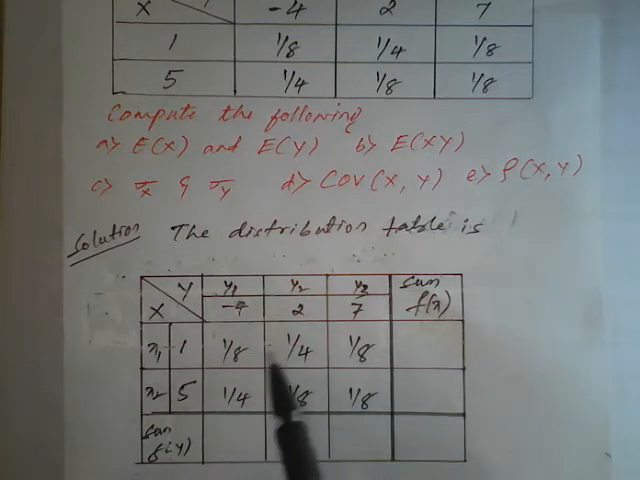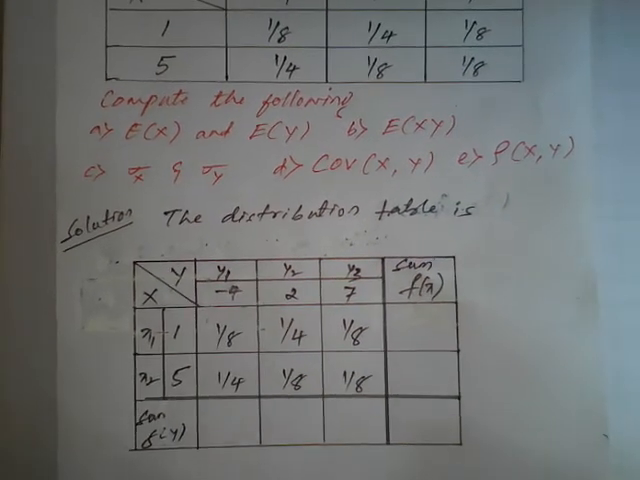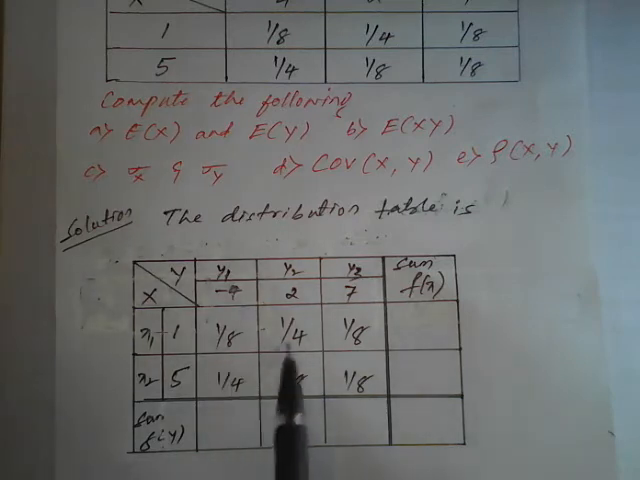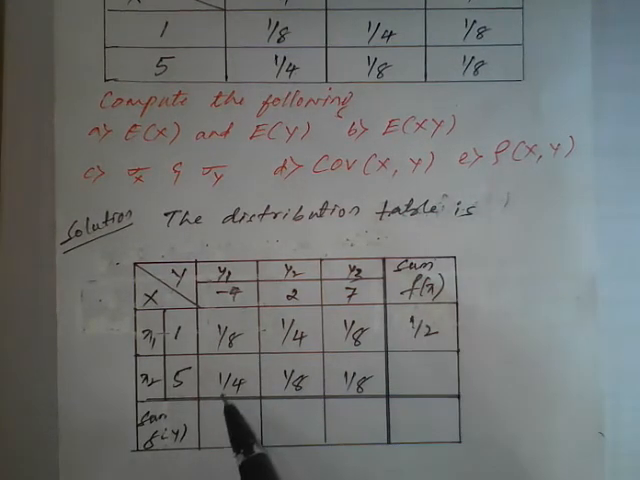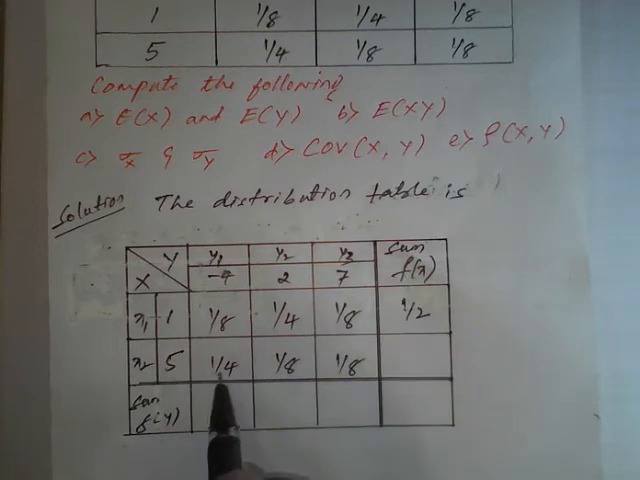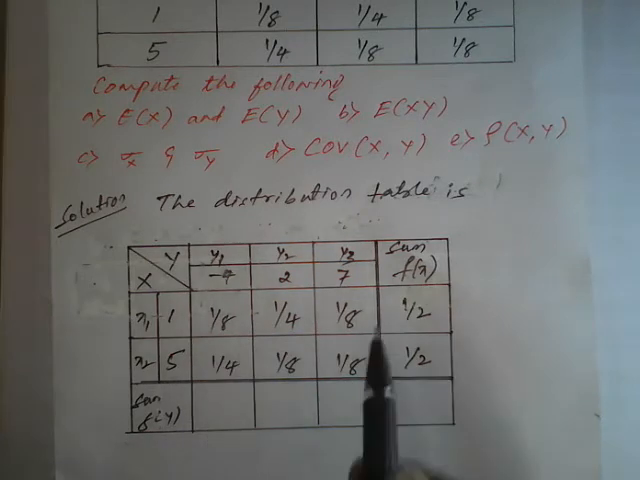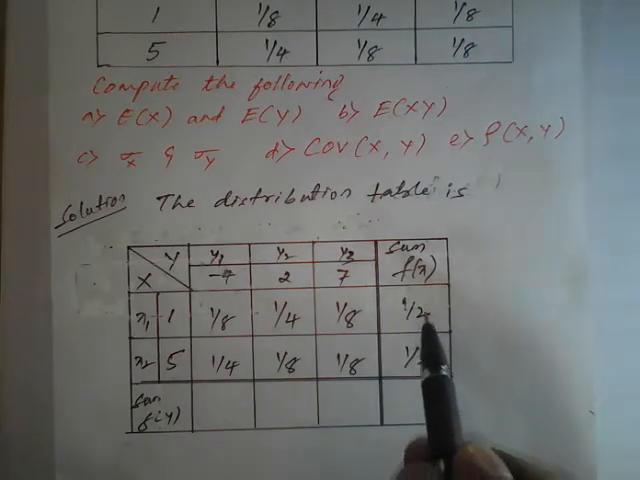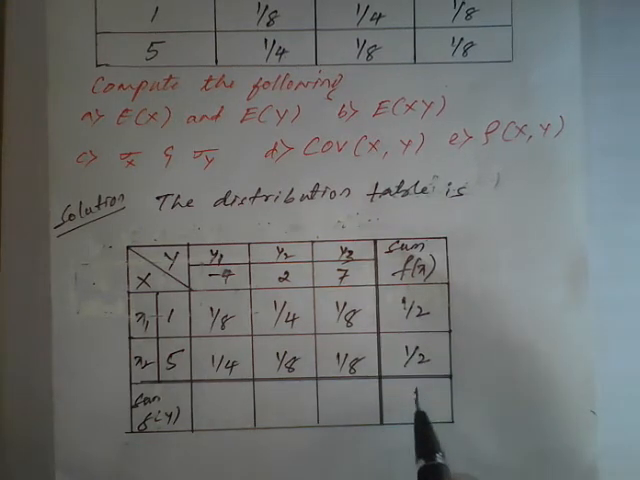Take the summations: 1/8 plus 1/4 plus 1/8 will be 1/2. Then again 1/4 plus 1/8 plus 1/8, if you add, you will get 1/2. This is row-wise addition. Now 1/2 plus 1/2, if you add these two, you will get 1.